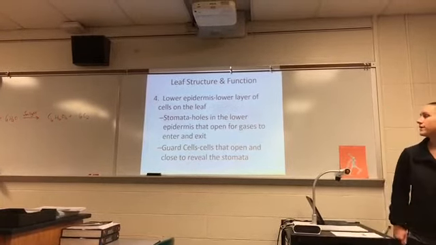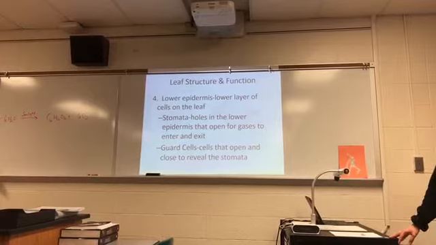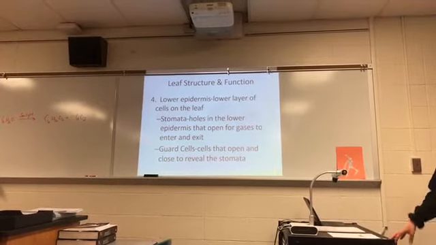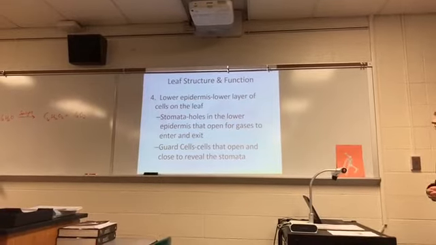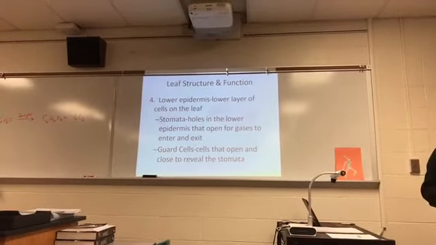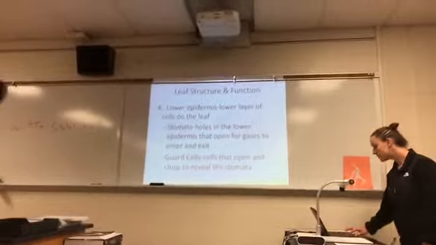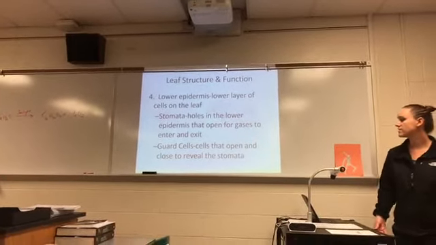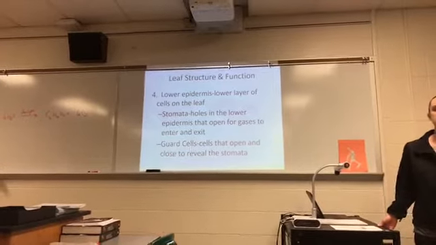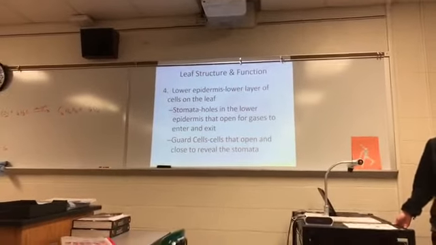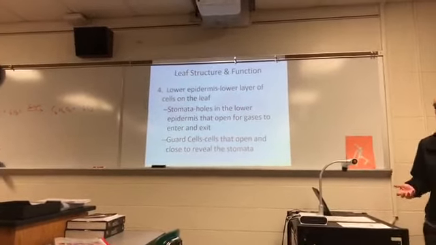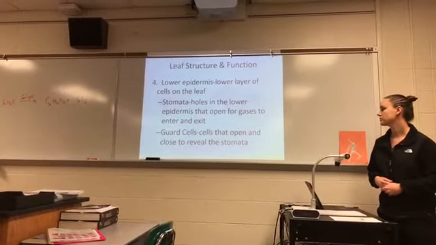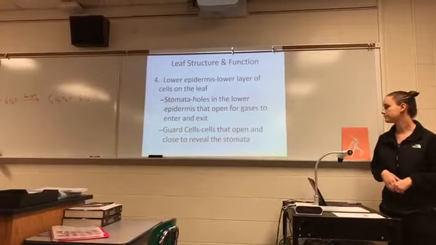Okay, then we are followed up by the lower epidermis. This is the lower layer of the cells of the leaf. We talked about the stomata. Those are going to be those holes in the lower epidermis that open for gases to enter and exit. And then it's going to be followed by those two guard cells that we saw in the picture. These are cells that open and close to reveal the stomata. So again, they kind of control whether or not the stomata opens, and that's what allows gases to exchange. So when they open, it reveals the stomata.